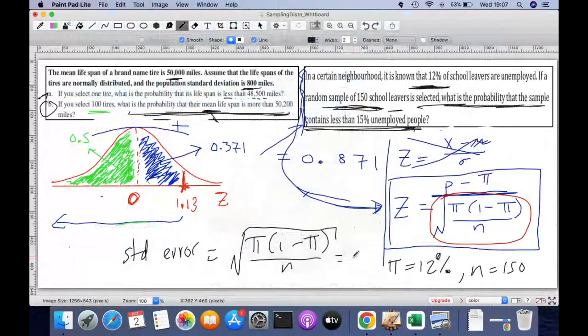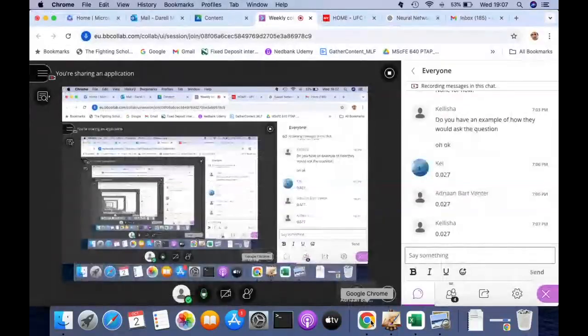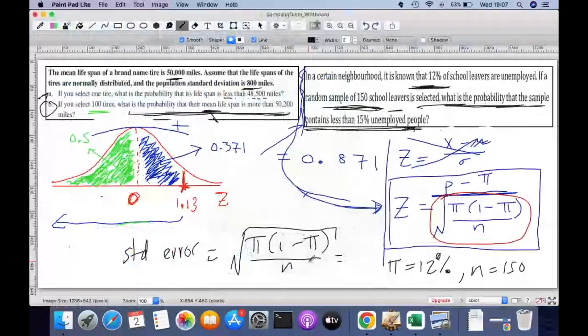Kalisha, do you want to give it a shot? Did you get the same answer in your calculator? 0.027. And that's your standard error. Very good.